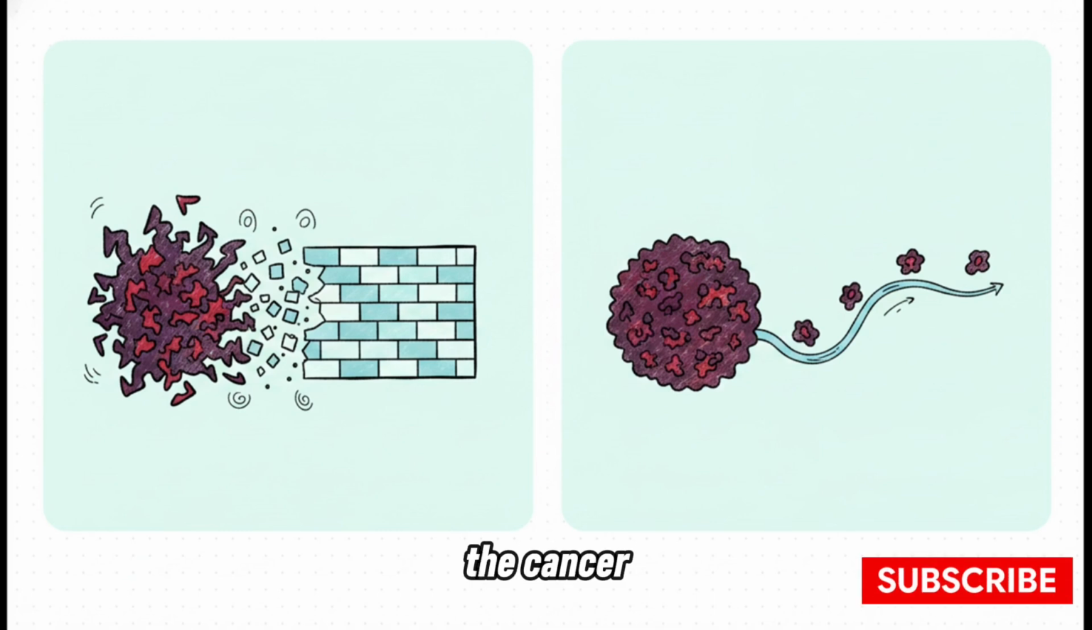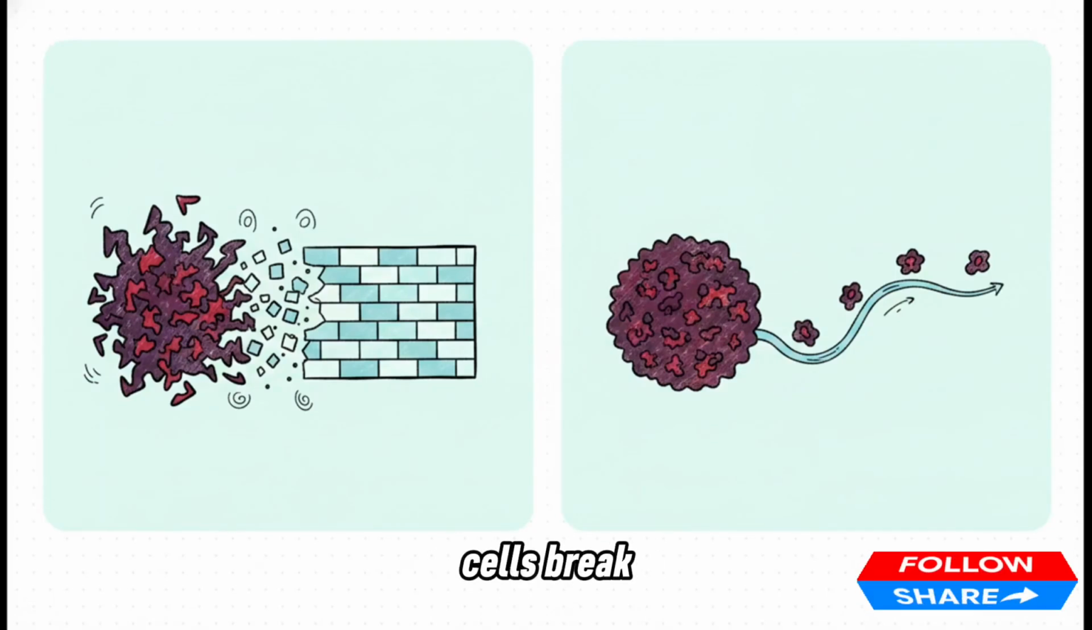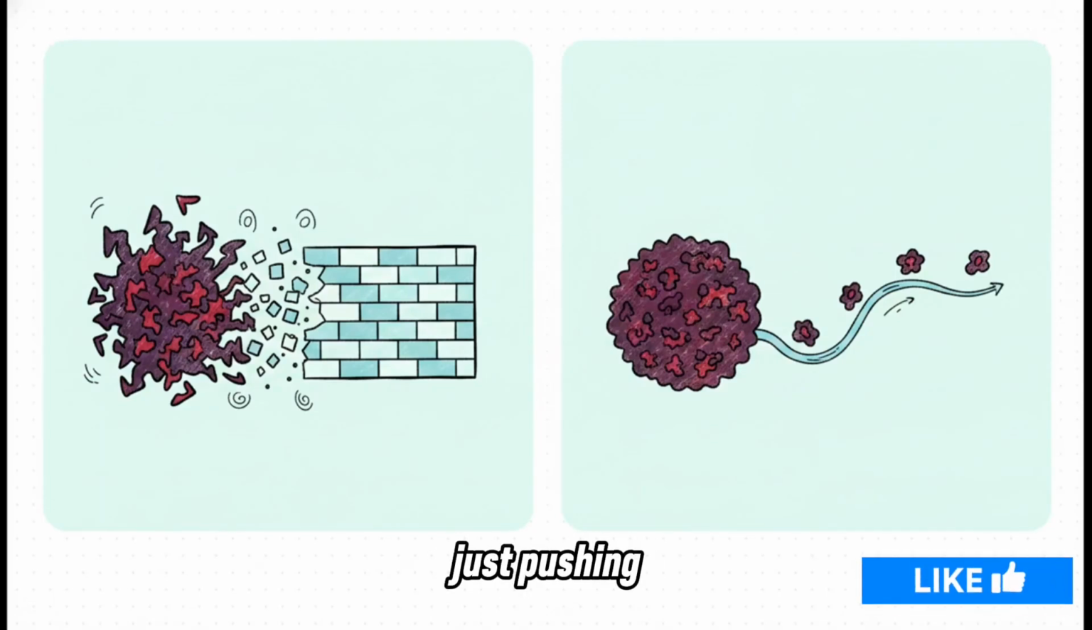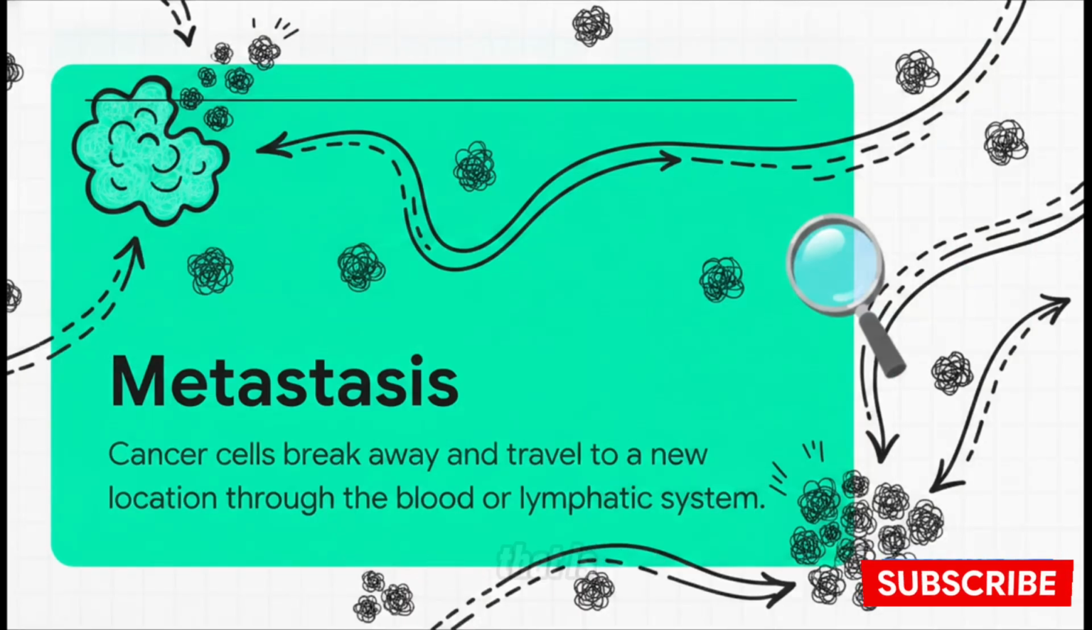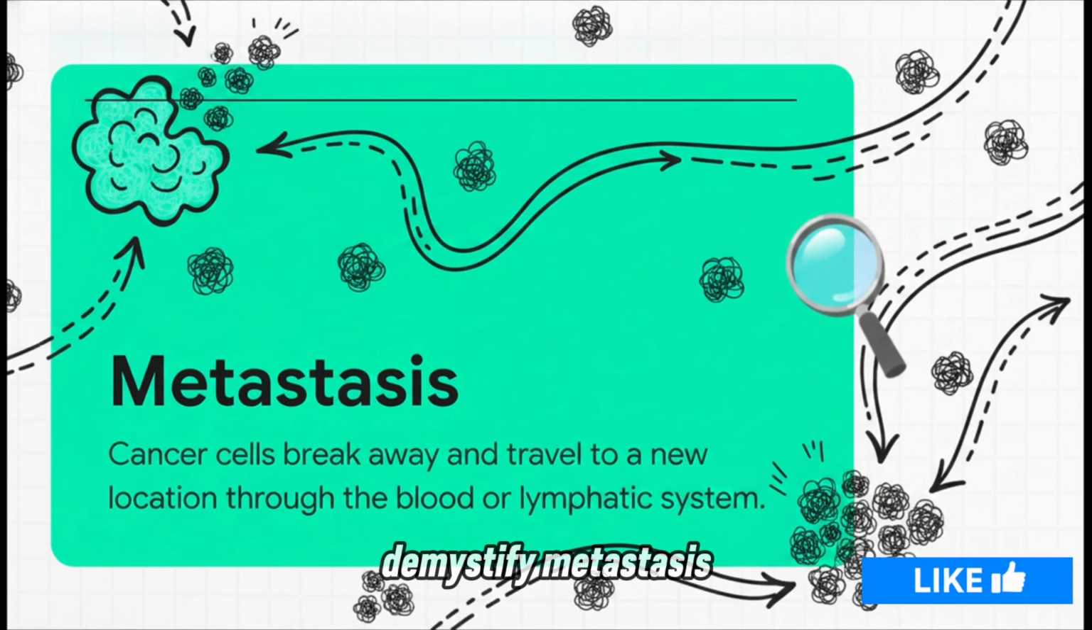To do this, the cancer cells actually pump out enzymes that break down the normal, healthy cells standing in their way. But the second method is much broader, and it happens when cells break away entirely, rather than just pushing outward. This introduces a word that is often really feared, but one we need to clearly demystify: metastasis.